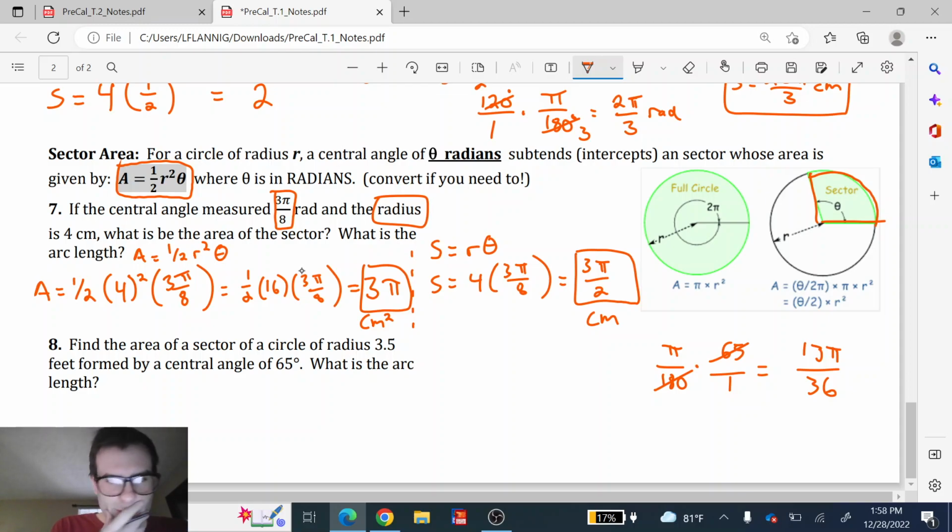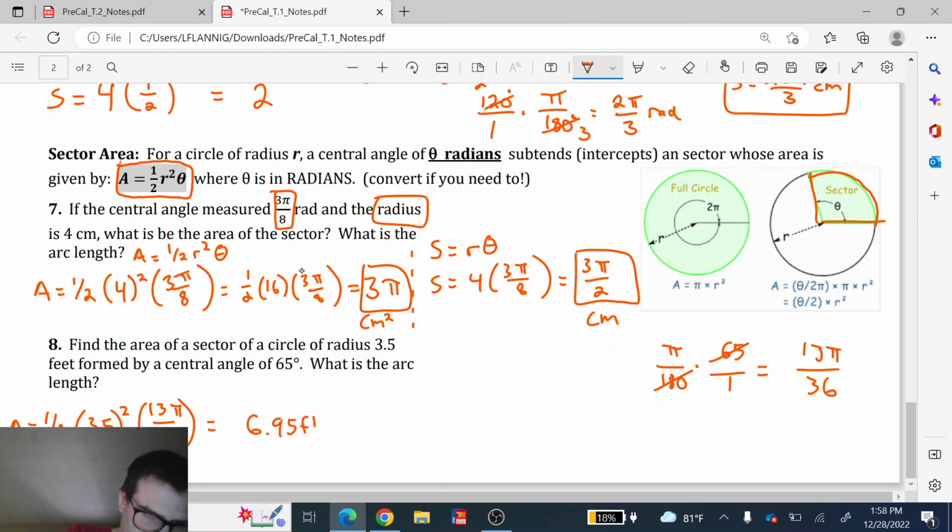And we have the radius of 3.5 feet. So we can say area equals 1/2 times the radius, which ends up being 3.5. So 3.5 squared times theta, which was 13 pi over 36. When you do that, you're going to get roughly 6.95 feet squared when you put that in your calculator.